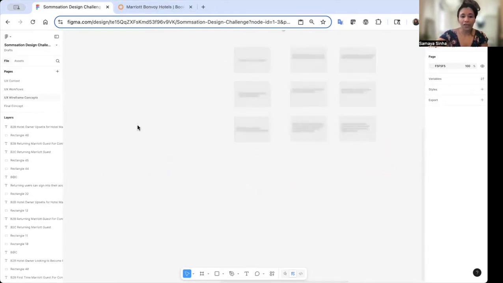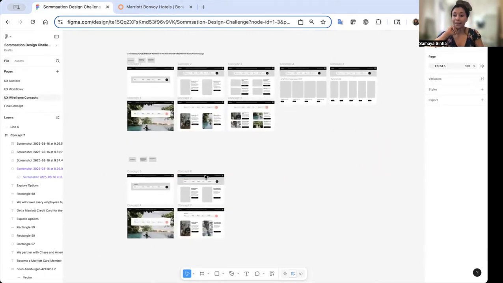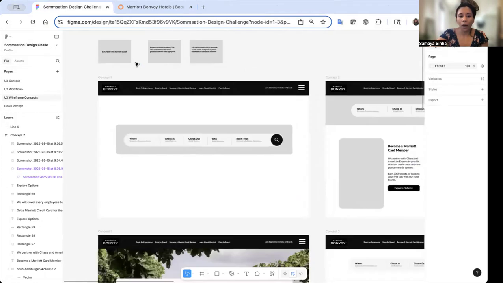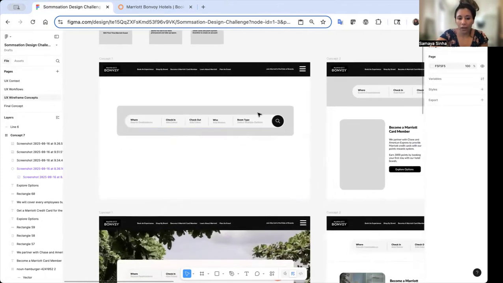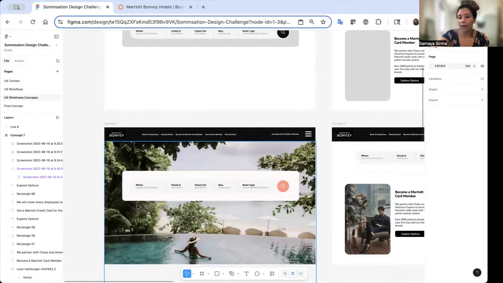So with that, I started to come up with wireframe concepts, considering more of the design system and different elements and tile considerations for the website. So here you can see that I really wanted to emphasize being able to search for a location right away. And then I started to play with Marriott's existing style and brand to really modernize it a little bit more.